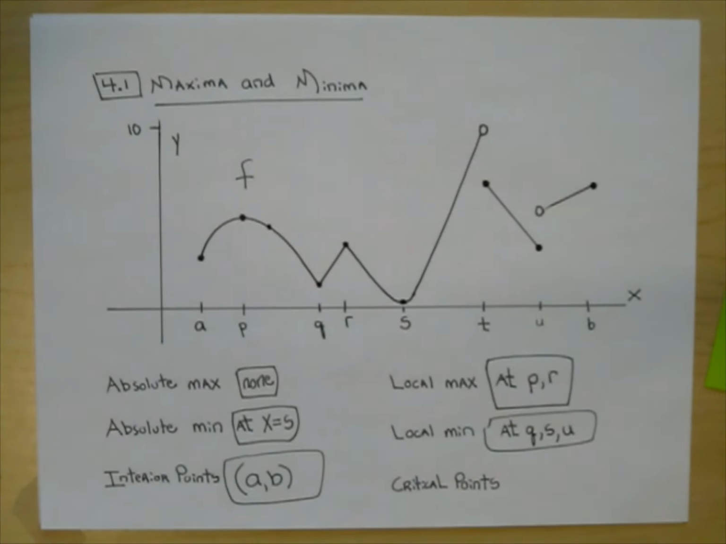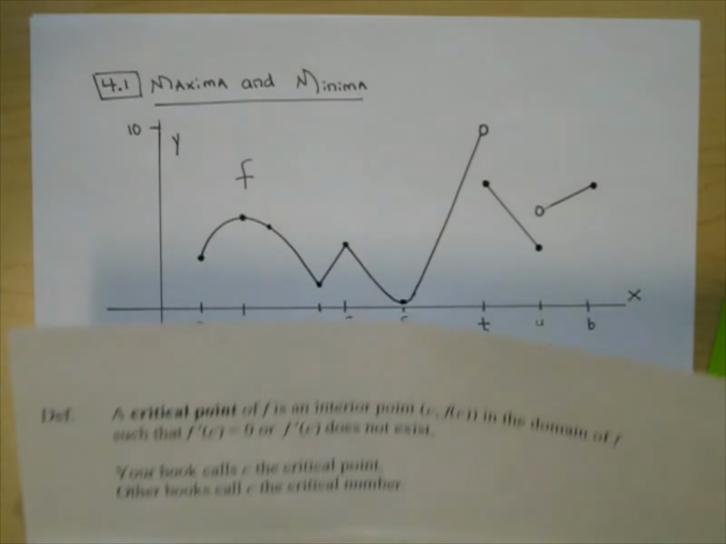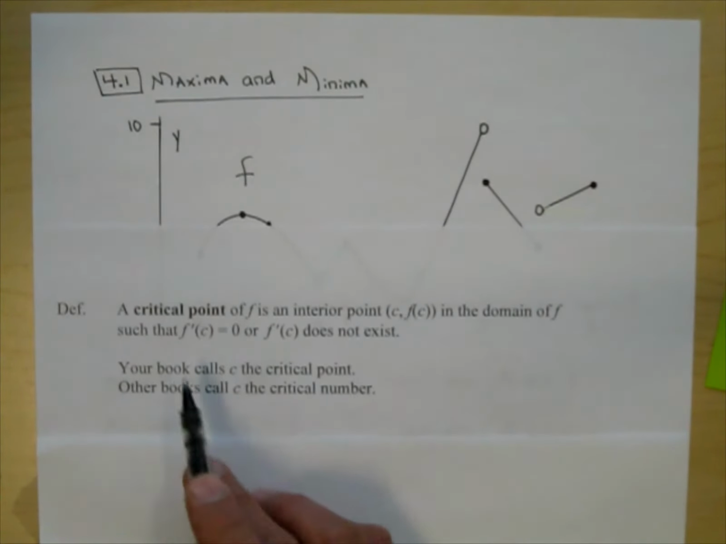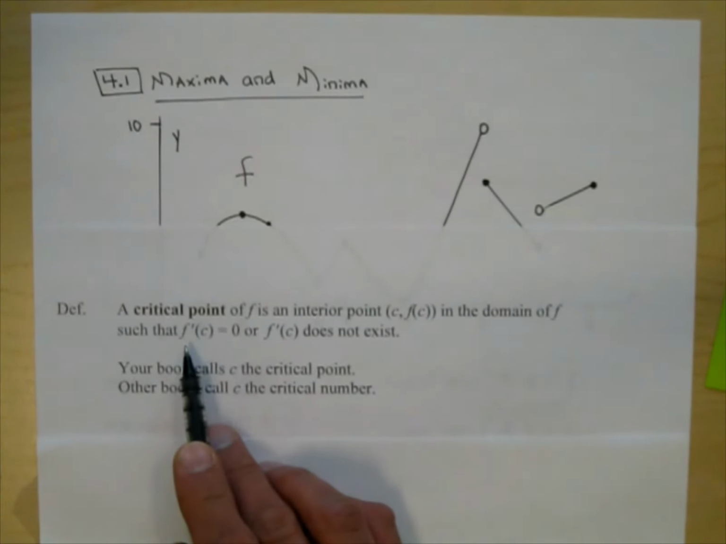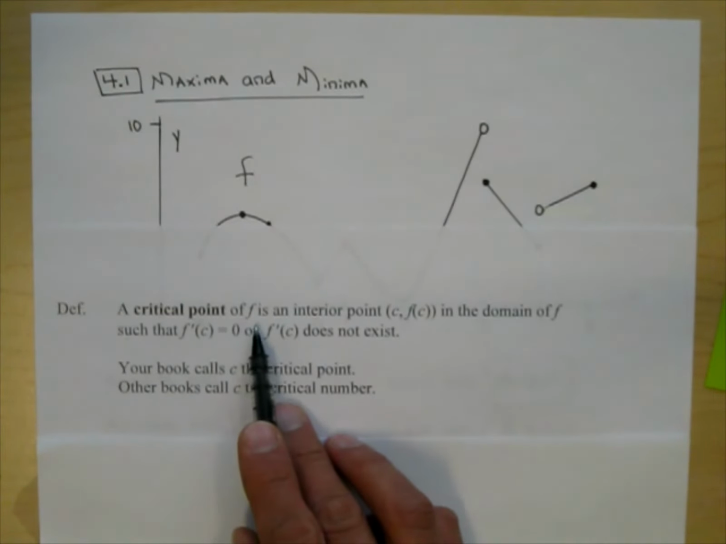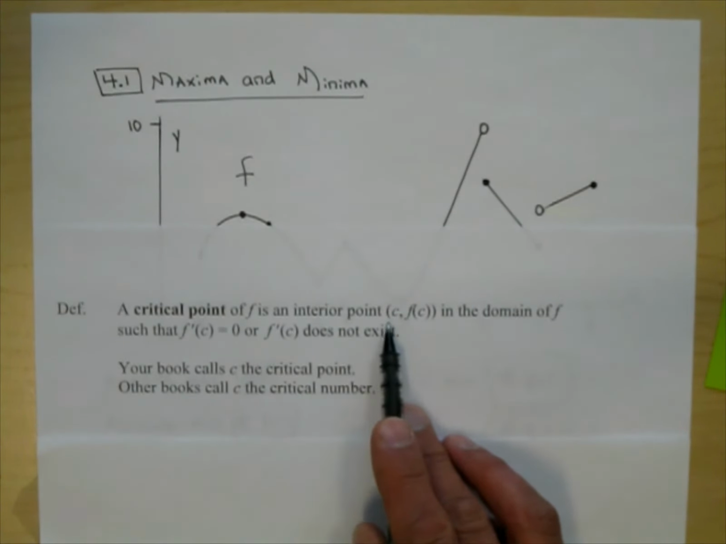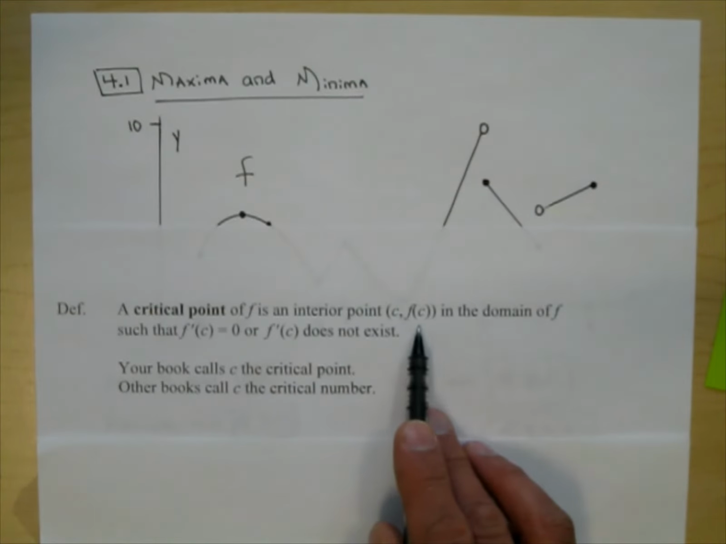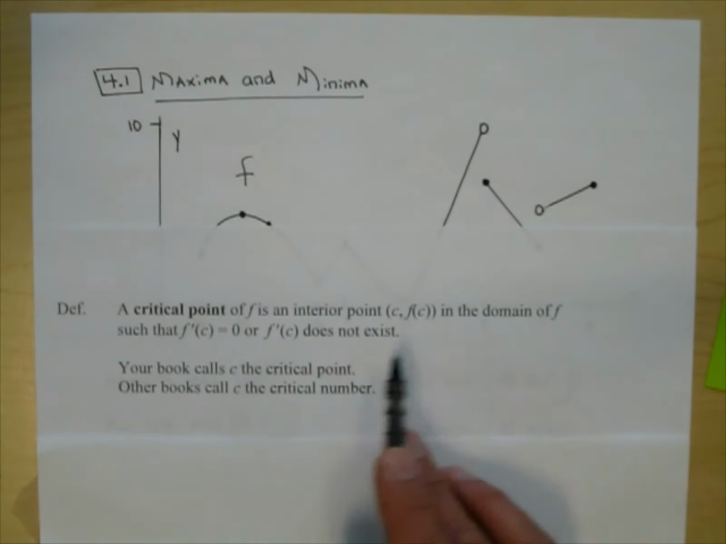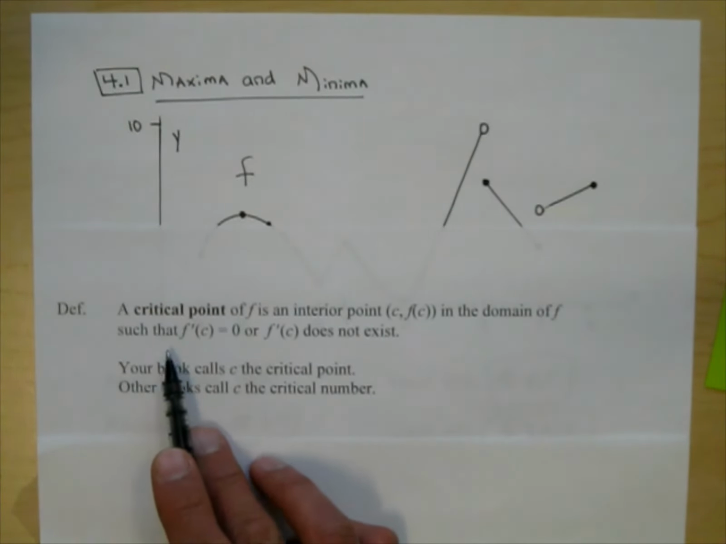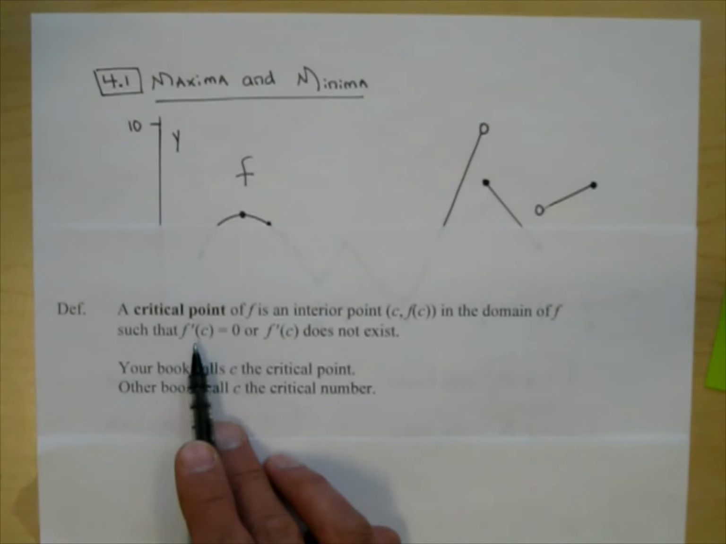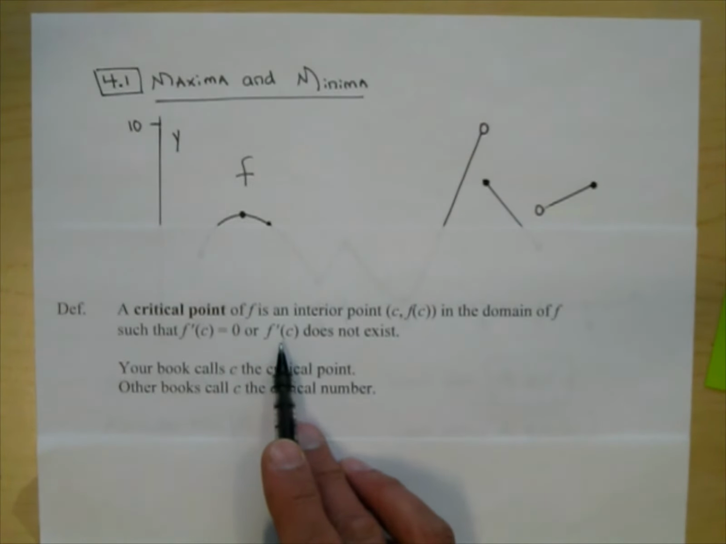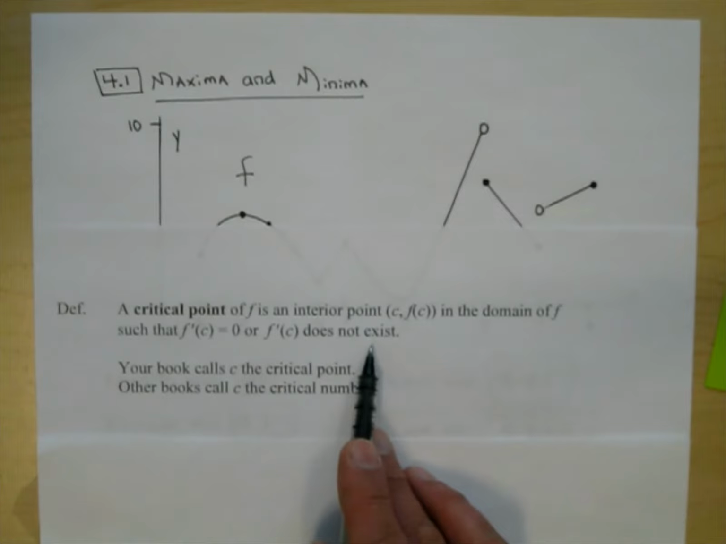So if I have this definition here, I do. So what are critical points? This is going to be very important in our homework. A critical point is an interior point c, f of c in the domain of f, such that f prime of c equals 0 or f prime of c does not exist.